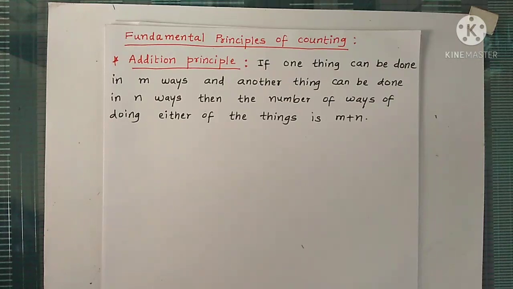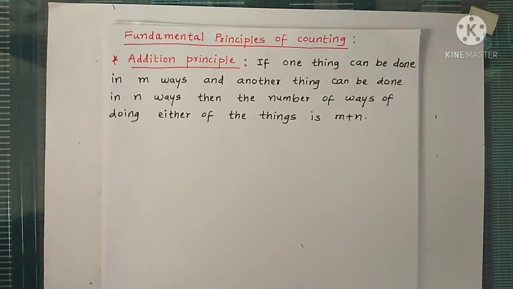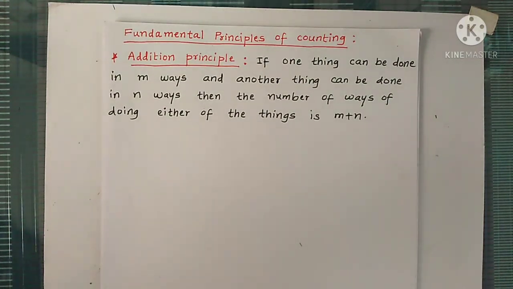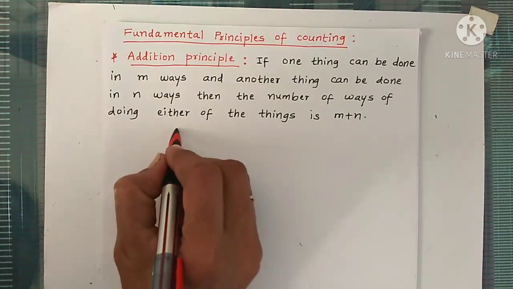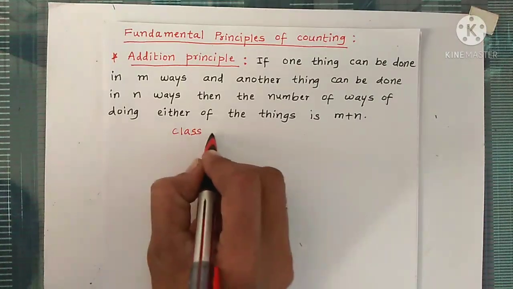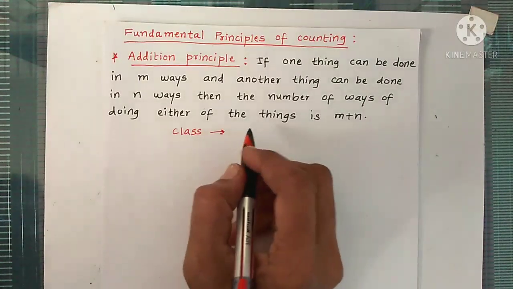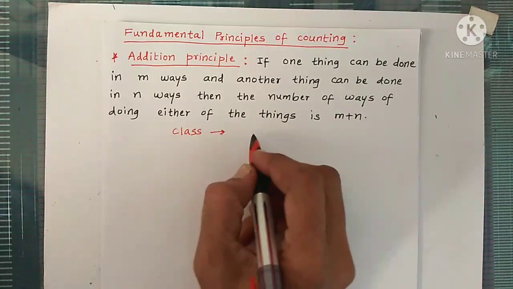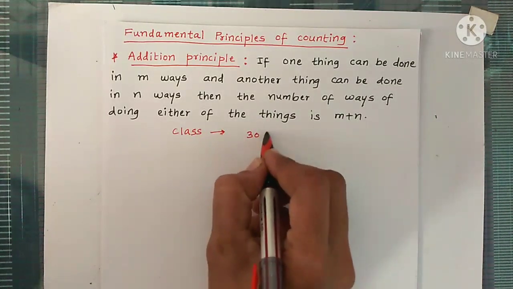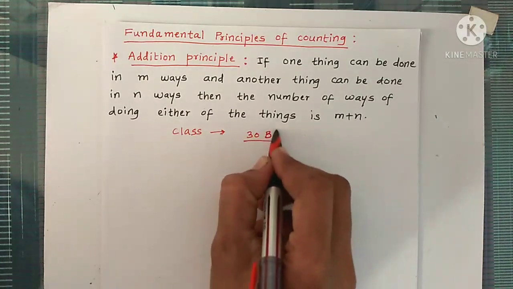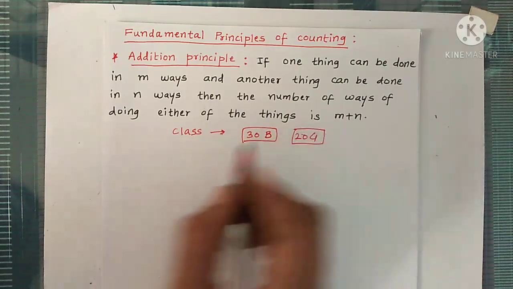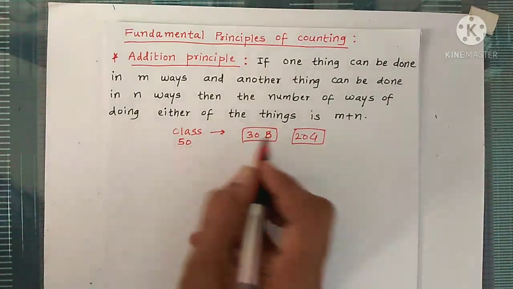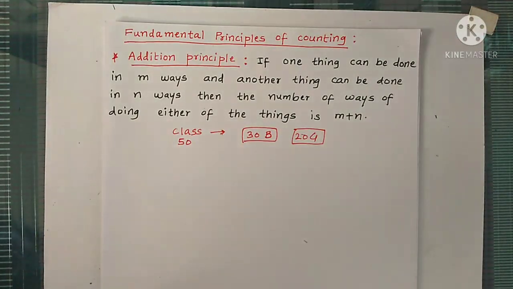So when we say the principle, it appears to be very difficult, but let's see what the principle says. For example, consider a class of say 50 students, and from those 50 students, 30 boys and 20 girls. Okay, so the class consists of a total of 50 students. So those 50 students consist of 30 boys and 20 girls.